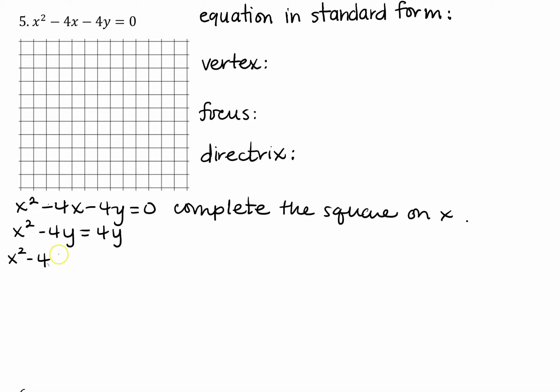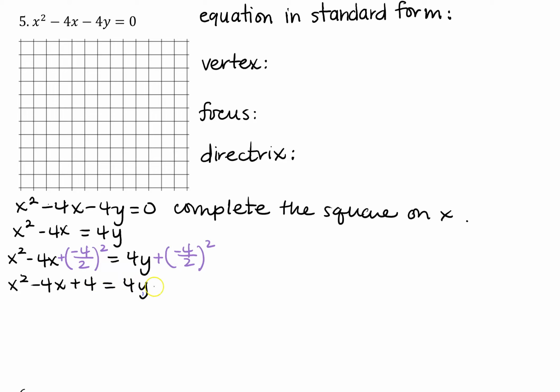To complete the square, we have to add a term in on the left and the right side. The term that we add in is we take the number in front of x, which is a negative 4, and we divide it by 2, and we square it. And we will add the same thing on the other side of the equation so that we make sure that we're not changing the equation. So we have x squared minus 4x. Negative 4 divided by 2 is a negative 2. And then when we square it, we get a positive 4. So on the right side of the equation, we have 4y plus 4.